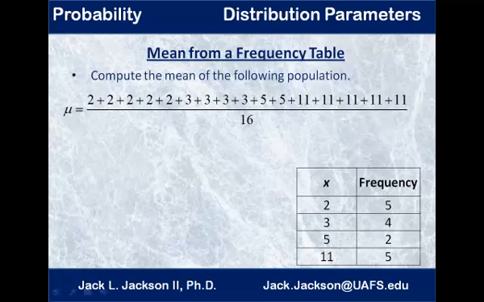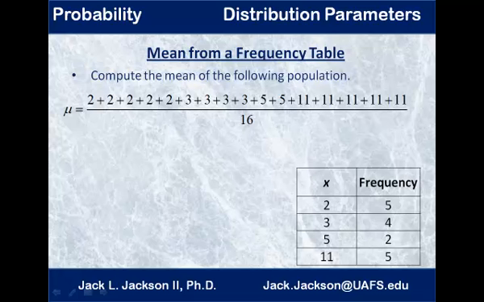For example, to get us started here, suppose we've got a sample here, or a population. Let's suppose it's actually a population. And here's a frequency table for this population. We have 5 2s, 4 3s, 2 5s, and 5 11s. So if we want to compute the mean, we have to add those up. That's 2 plus 2 plus 2 plus 2 plus 2, 5 2s, and then 4 3s, 2 5s, and 5 11s added together. Now, of course, there's a shortcut to this.